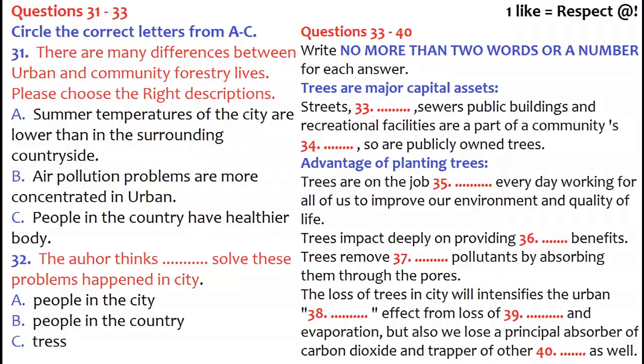Trees are major capital assets in Australia's cities and towns, just as streets, sidewalks, sewers, public buildings and recreational facilities are part of a community's infrastructure. So are publicly owned trees. Trees, and collectively the urban forest, are important assets that require care and maintenance, the same as other public property. Trees are on the job 24 hours every day, working for all of us to improve our environment and quality of life. Without trees, the city is a sterile landscape of concrete, brick, steel and asphalt.